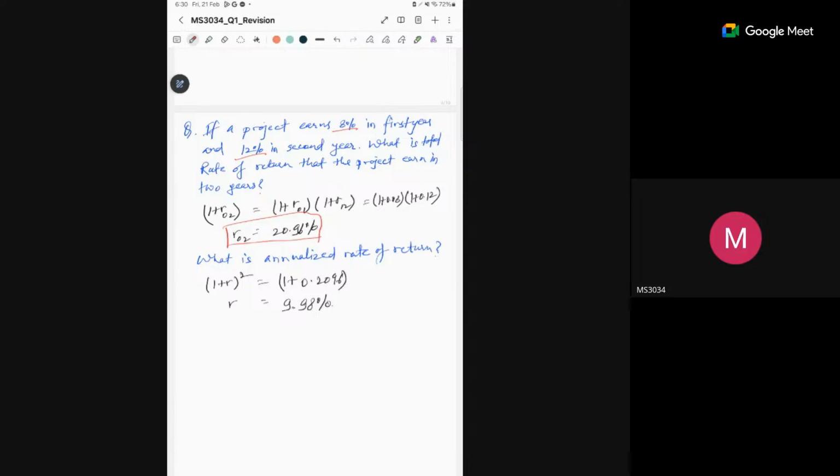Now let's suppose you earn this amount of total rate of return in 2 years, then what is your annualized rate of return? Annualized means if you earn the same rate of return for all those years, then your total holding period return should become this one. So I'm using that concept. If R is my annualized rate of return, then 1 plus R squared, that is the 2 years return, should be equal to this much. From that, it comes out to be 9.98%. So here I have covered both the annualized as well as time varying rates of return.